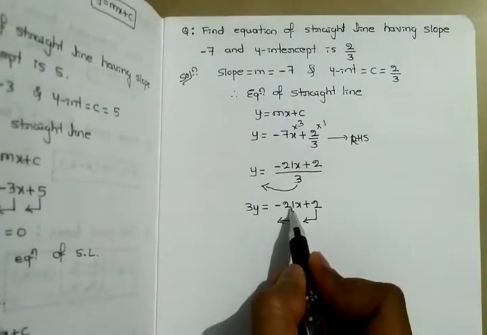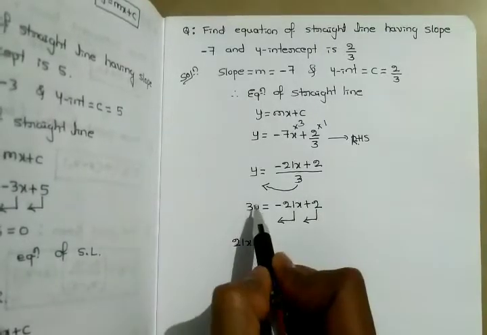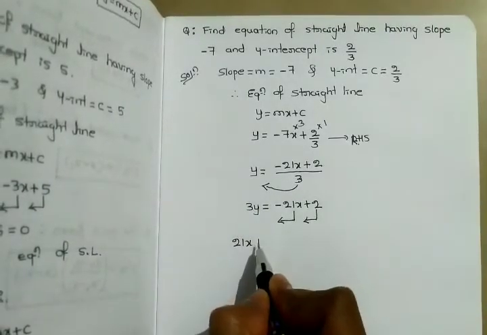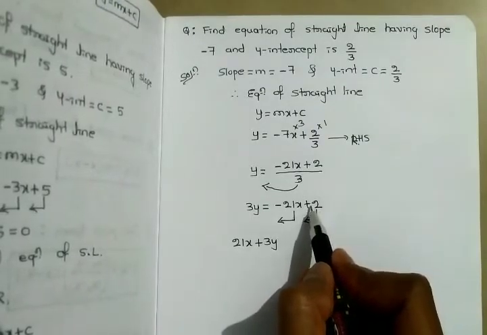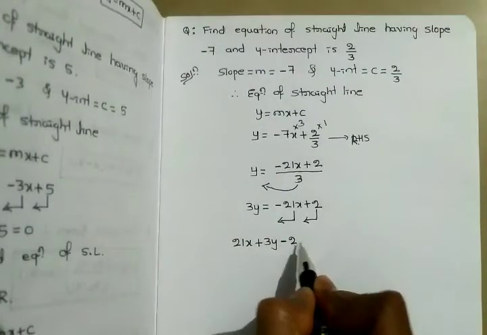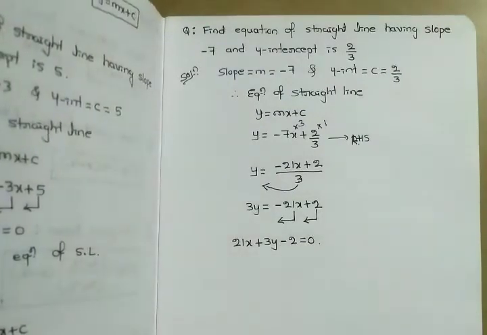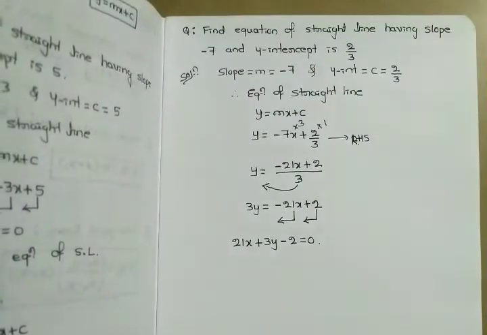So minus 21x becomes plus 21x. Already on the left hand side, plus 3y is present. Keep it as it is. And plus 2, if you shift to the left hand side, becomes minus 2, equal to 0. So this is the required equation of a straight line.